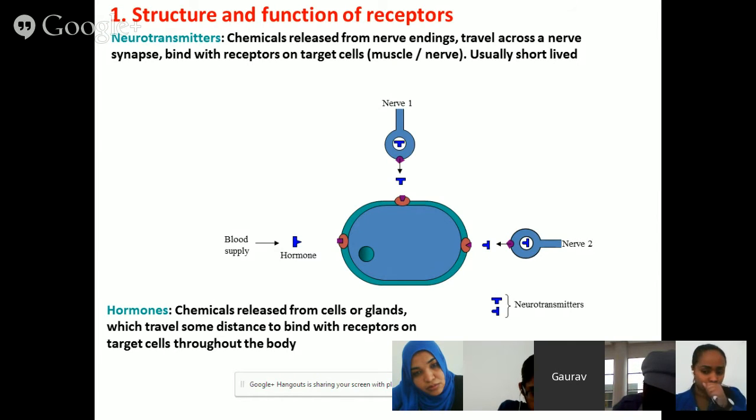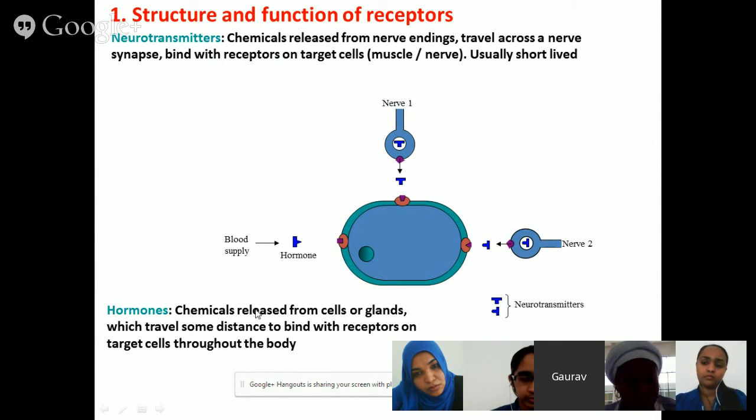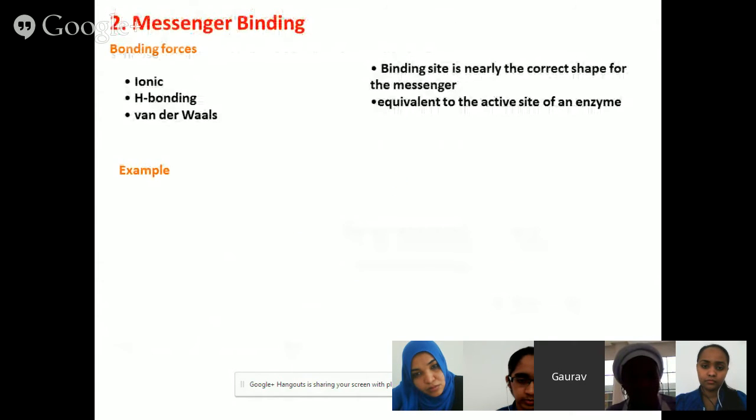Next, you can see here from a nerve terminal, a chemical is released. This chemical is called a neurotransmitter, binding on cells and producing a response. Next, hormones from cells or glands are released and travel through the blood supply and reach a particular target cell, binding with the receptors and producing a cellular response. That's called a chemical messenger.